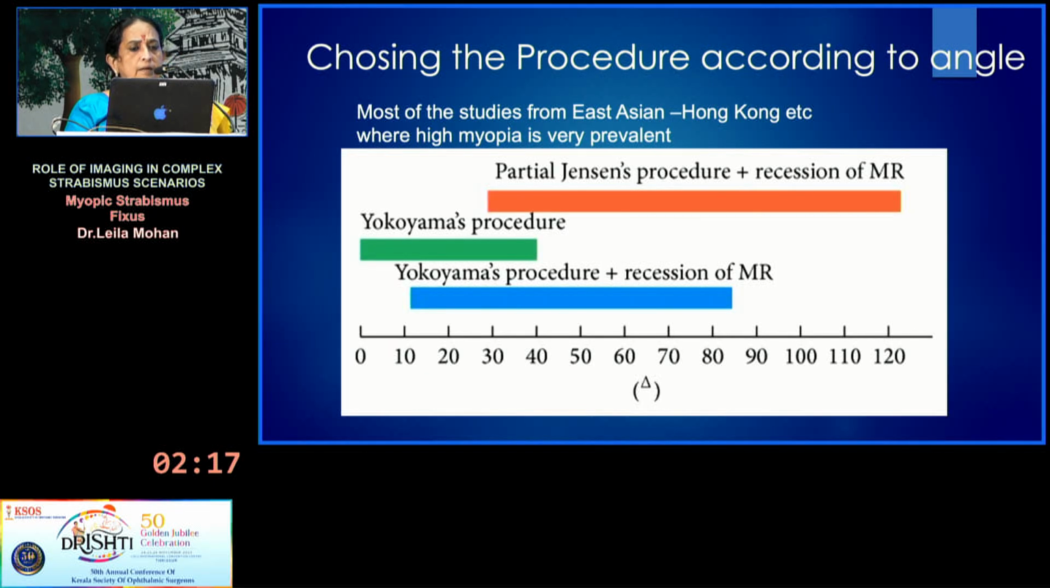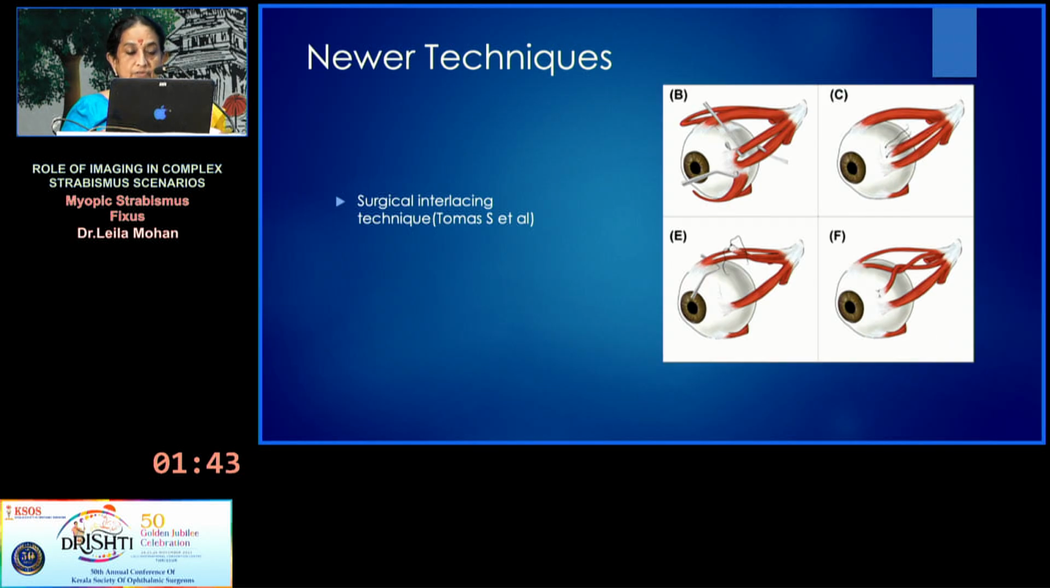Choosing the procedure according to the angle: most of the studies are done in East Asian countries, as we don't see strabismus fixus that often. They have suggested that partial Jensen's procedure works for angles between 30 to about 120 prism diopters when done bilaterally, Yokoyama's procedure up to 40 prisms, and Yokoyama procedure with recession of medial rectus in cases from about 15 to 90 prisms of esotropia.